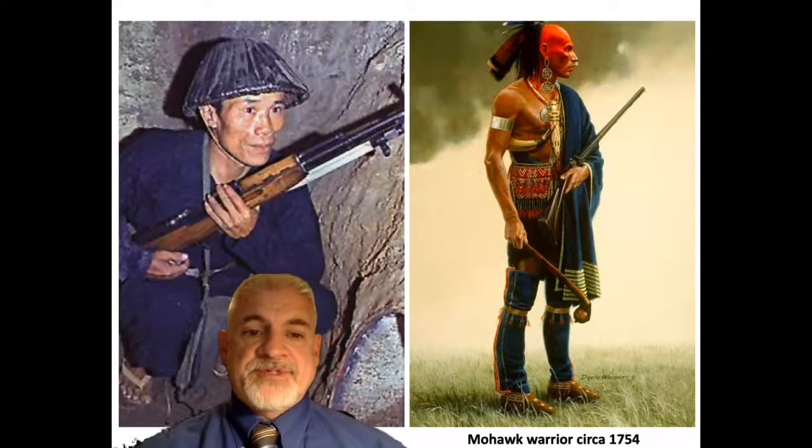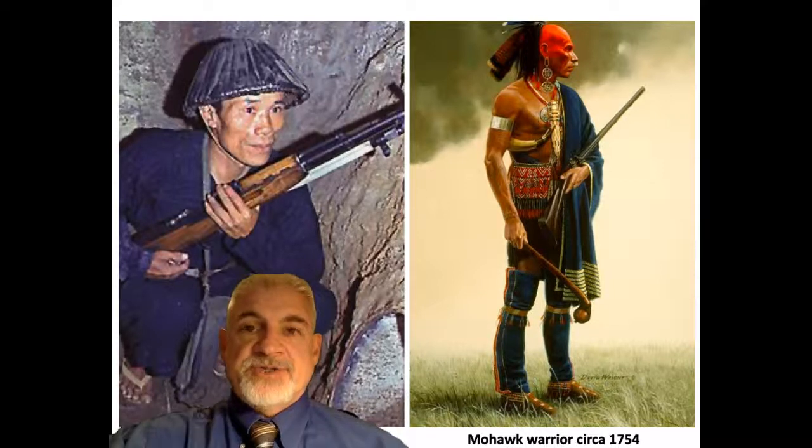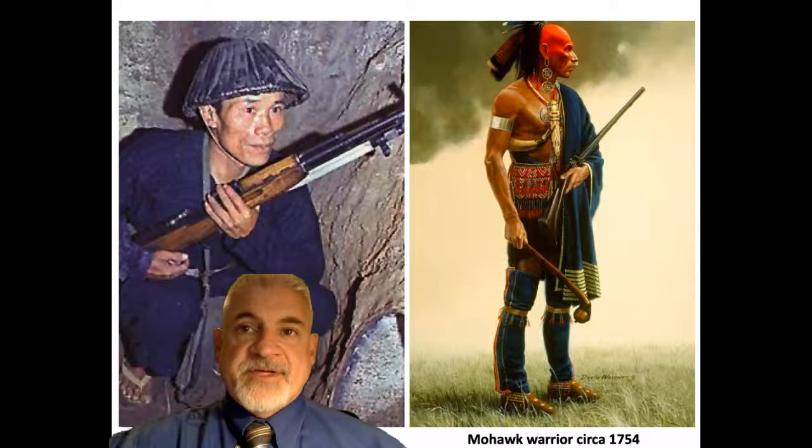A couple examples of guerrilla warfare to point out. First, the Native American Mohawk warrior there, circa 1754. This is what they would have looked like during the French and Indian War in the 1750s. Men like this Mohawk warrior regularly engaged professional British soldiers, redcoats, by ambushing them and using what to an 18th century professional British soldier would have been very unorthodox fighting methods.